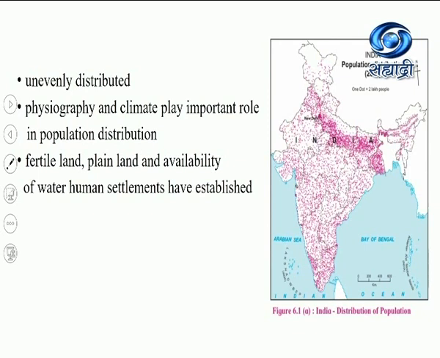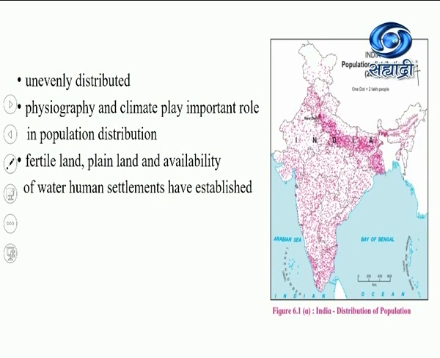So we can come to the conclusion that population is unevenly distributed. It is not evenly distributed. So on what basis can we say? We can say this on the basis of physiography and the climate. So in third chapter, we had already studied about the physiographic divisions of India.